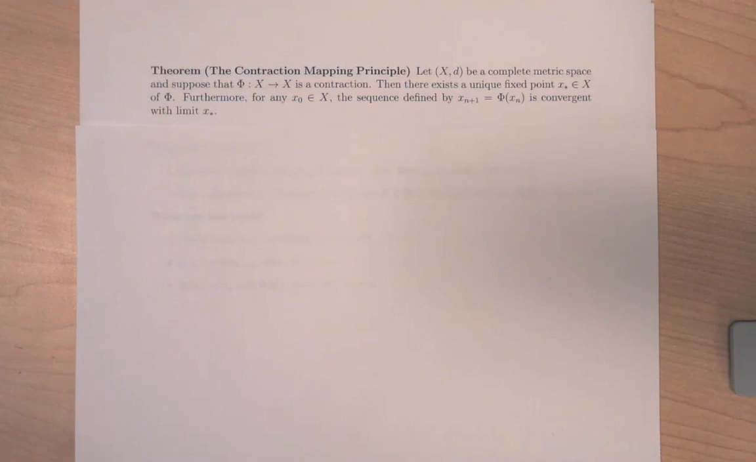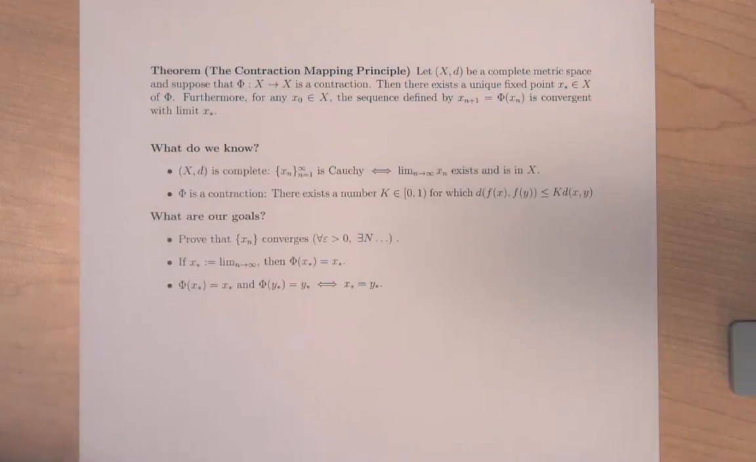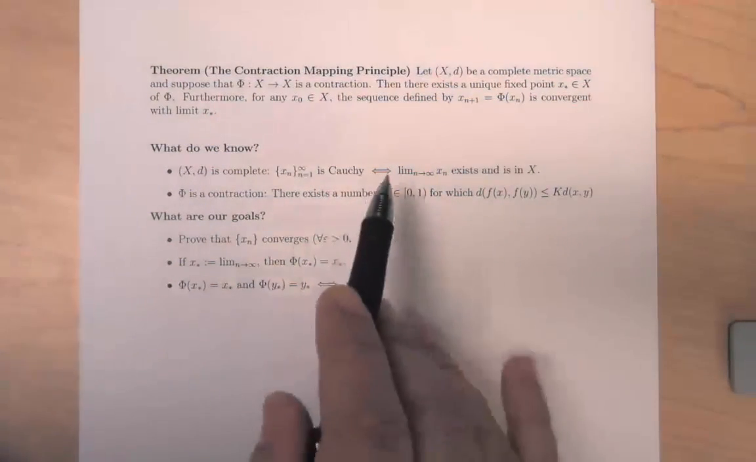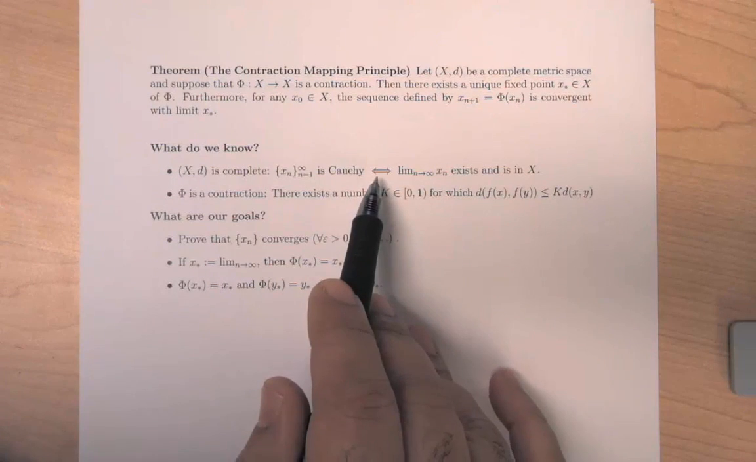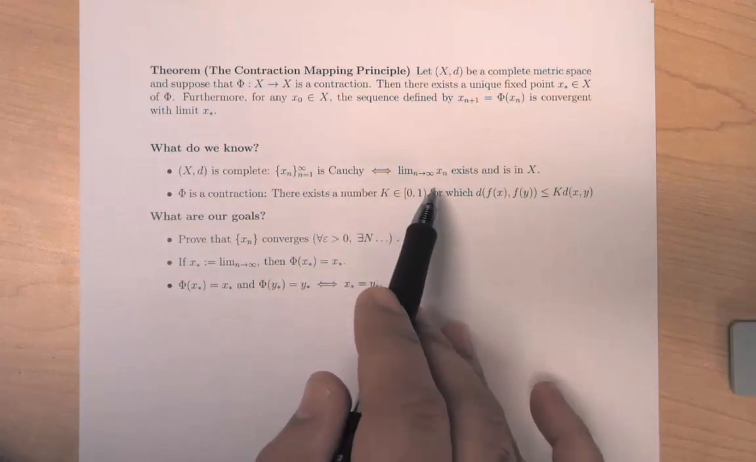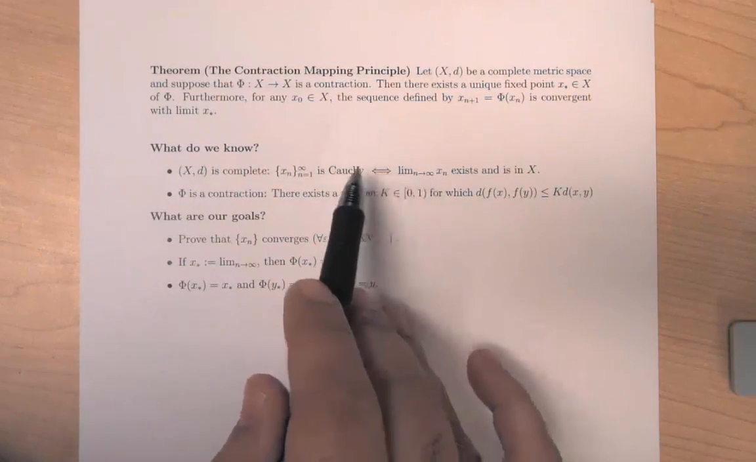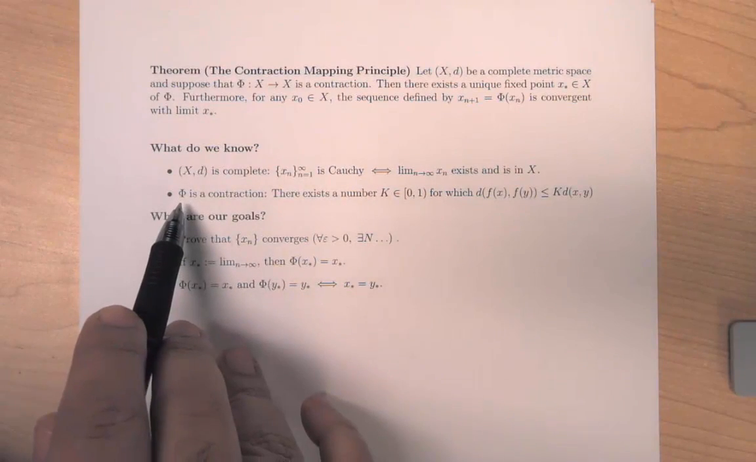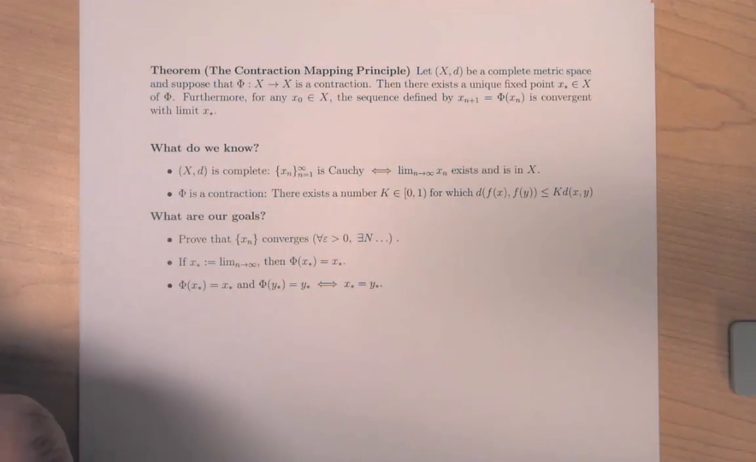Okay, so let's prove the theorem. So what do we know? We know that my metric space is complete. What does that mean? That means Cauchy and convergence are equivalent. If a sequence is Cauchy, it is convergent, and if it is convergent, it is Cauchy. We also know that phi is a contraction. In other words, it satisfies the definition we just discussed.